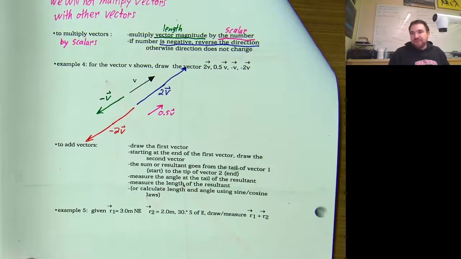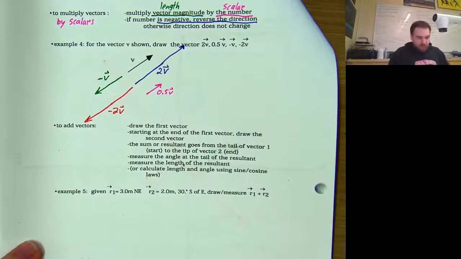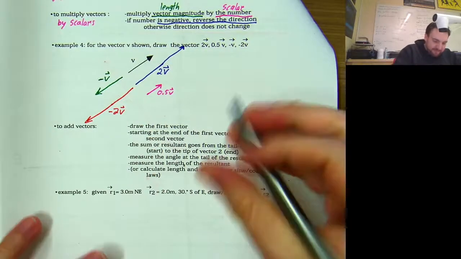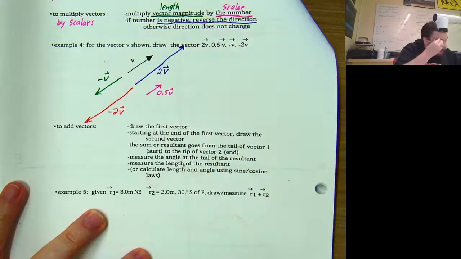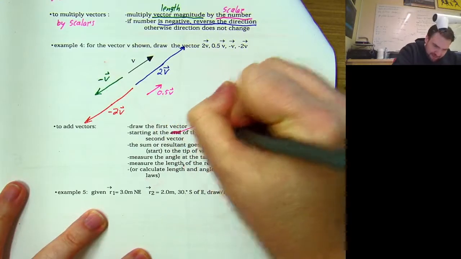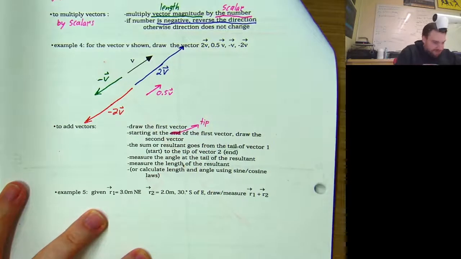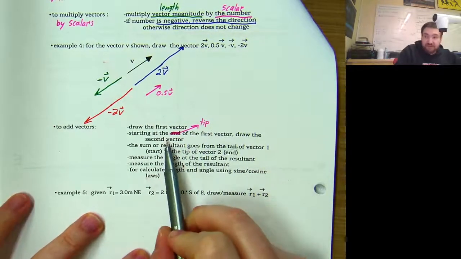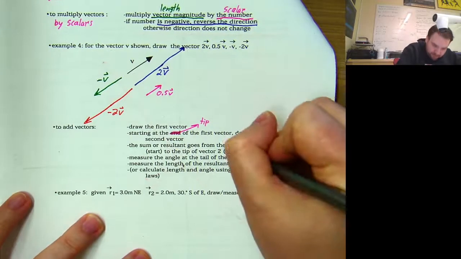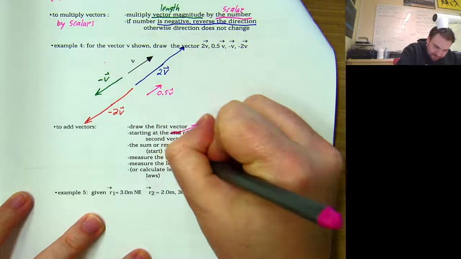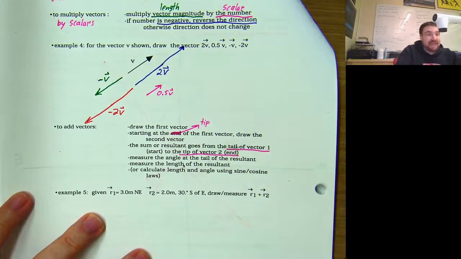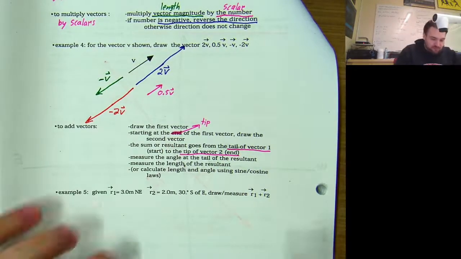So to add vectors, here's what we do, step by step. We draw the first vector. Then, starting at the tip of the first vector, we're going to draw the second vector. The sum, the resultant, goes from the tail of vector 1 to the tip of vector 2. So when you add two vectors together, what is the answer? That's the resultant.